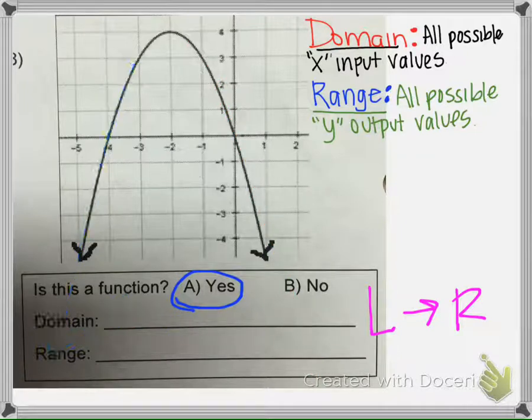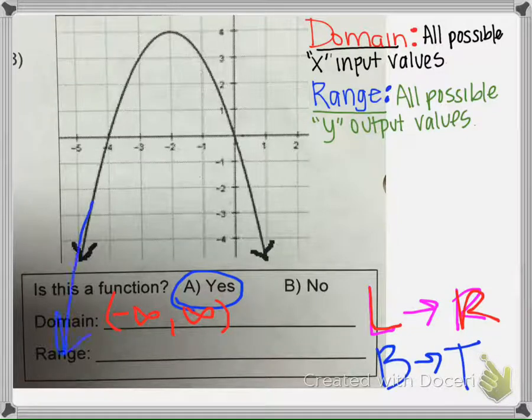So that means that our domain would be -infinity to infinity, because it's going infinitely to the left and infinitely to the right. Now for the range, we look at the graph from the bottom to the top. So if we look at the bottom of the graph, it's going infinitely down.